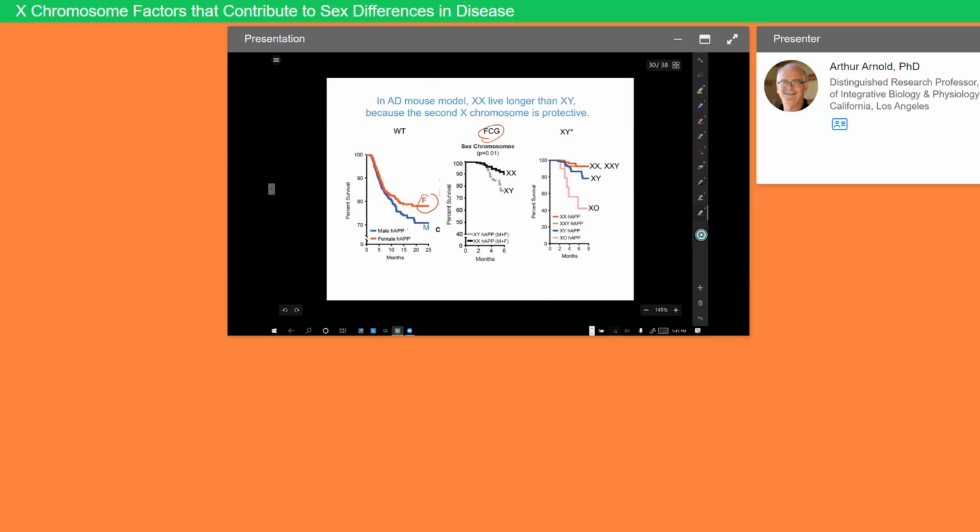In the four core genotypes, the animals with two X chromosomes, whether they are gonadal males or gonadal females, do better than animals that are XY, showing the sex chromosome effect.